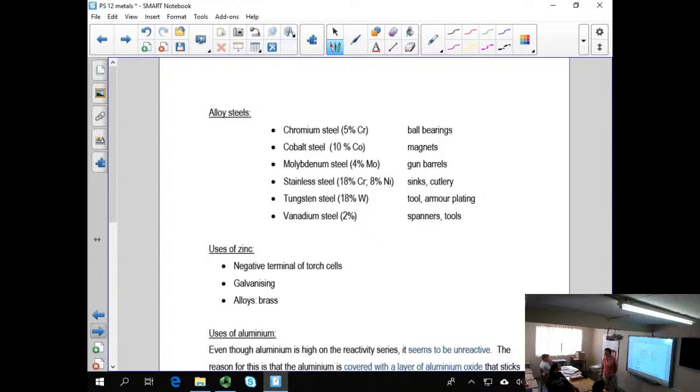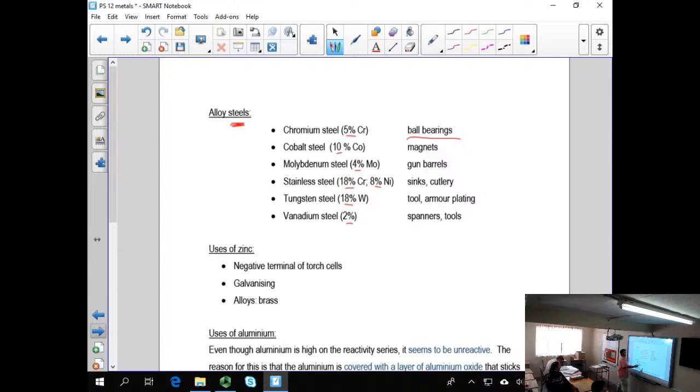The alloys that we get with steel. So if I talk about chromium steel, I've taken steel, which is iron and carbon, and I've added chromium to it. Now, you don't need to remember the specific amounts of metal that is added. Just know that chromium steel is steel with chromium in it, commonly used as ball bearings. Cobalt steel contains cobalt, commonly used as magnets. Molybdenum steel for gun barrels contains molybdenum.